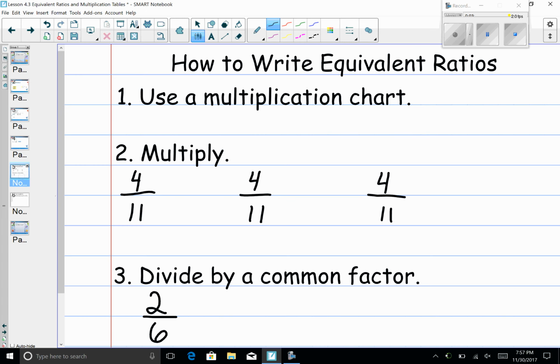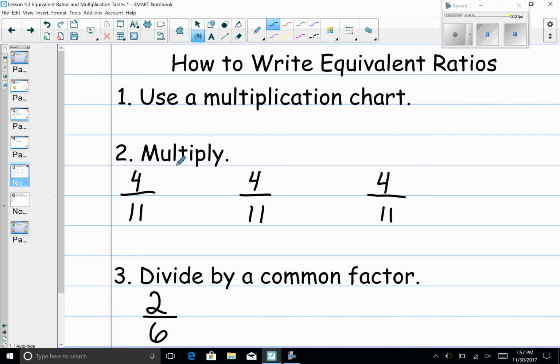What you're going to do now is open up your math notebook, and we're going to copy down the following notes, how to write equivalent ratios. The first one is we can use a multiplication chart. I'm not going to have you copy a multiplication chart down, but we're just going to list it as a possible way to do that. Once you have that copied down, we're going to write number 2, which would be multiply.